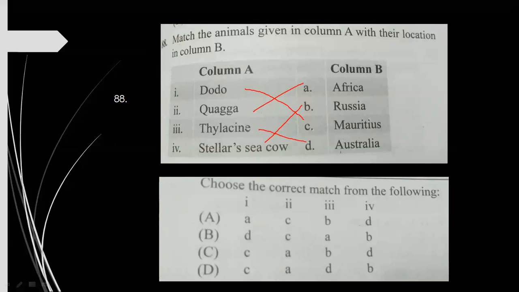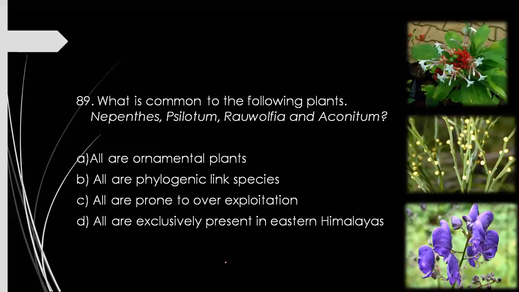So it is C, correct. Then A, correct. Thylacine, D, correct. And Stella's sea cow, B, correct. So the answer is D. Very good. So the answer is D. Okay, got it, right?